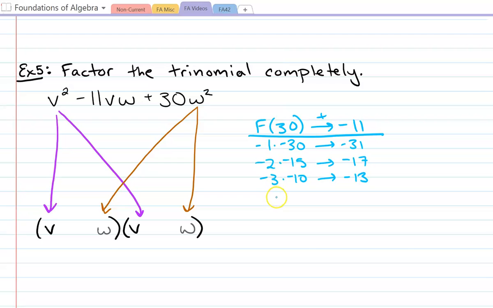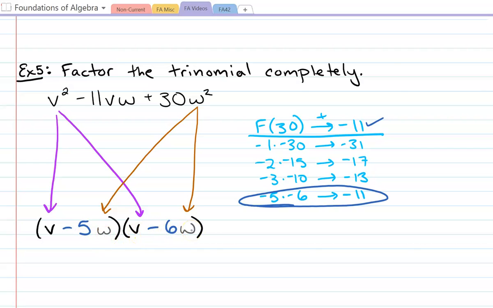What about 4? Does 4 go into 30 evenly? Let's check our calculator. No, it doesn't. We get 7.5, so that doesn't work. What about 5? It does go evenly, 5 and 6. So negative 5 times negative 6 adds to negative 11, and there's our factor pair that we need. Checks out. So our answer would be v minus 5w, v minus 6w. So not that dissimilar from what we were doing before.